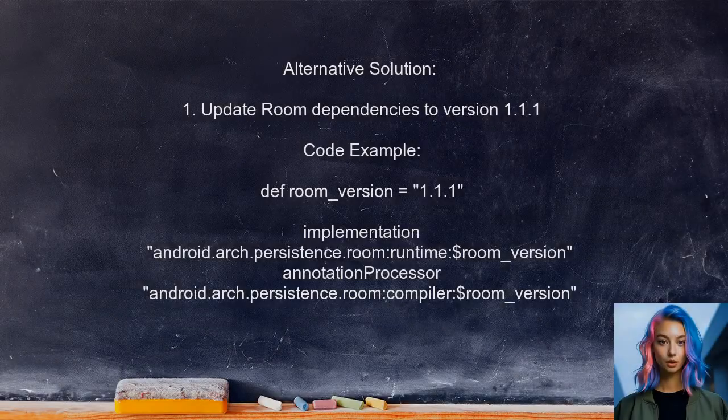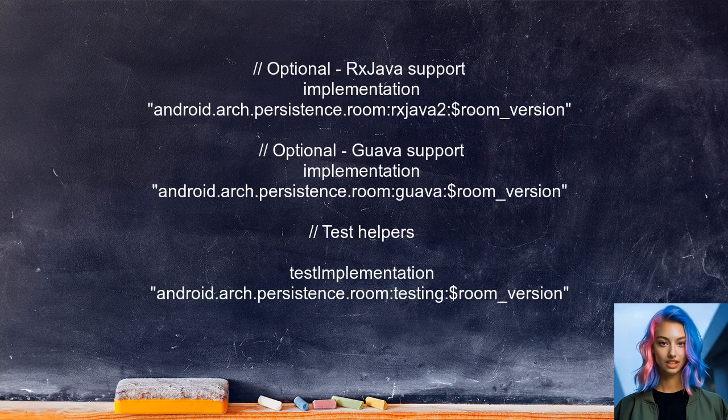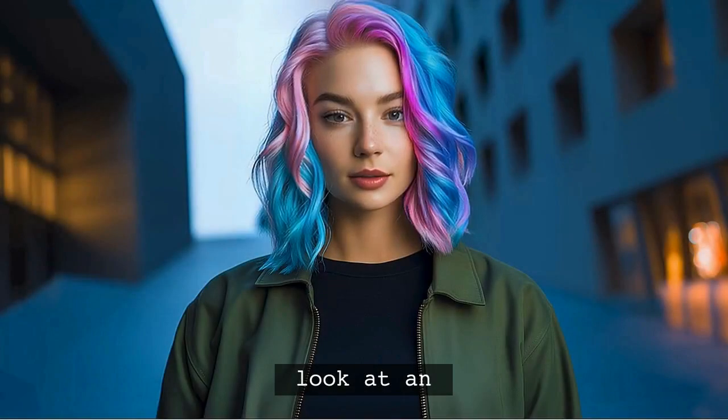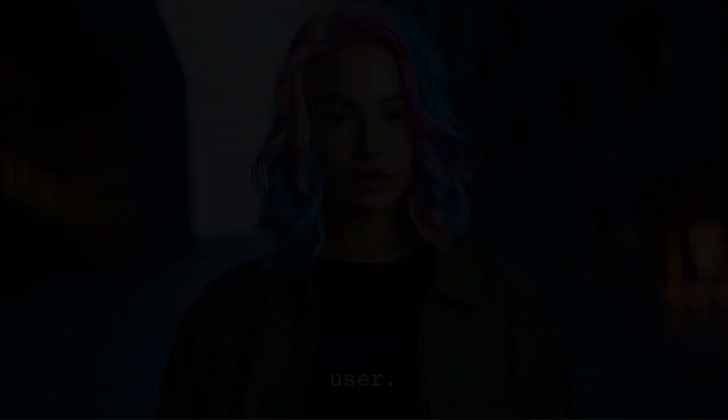An alternative solution provided by another user suggests updating your Room dependencies. They recommend using version 1.1.1 for the Room library. This includes the runtime and compiler dependencies, along with optional support for RxJava and Guava. Let's take a look at an answer from another user.